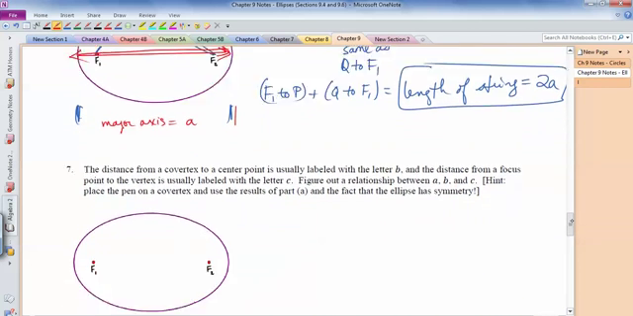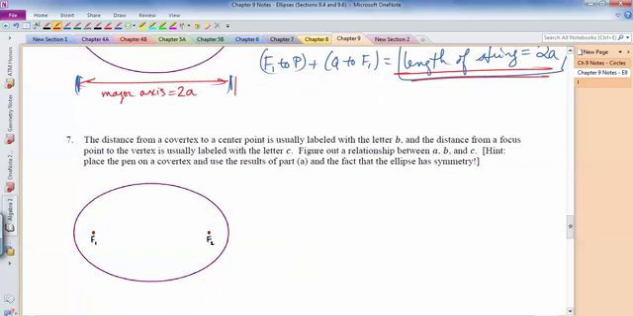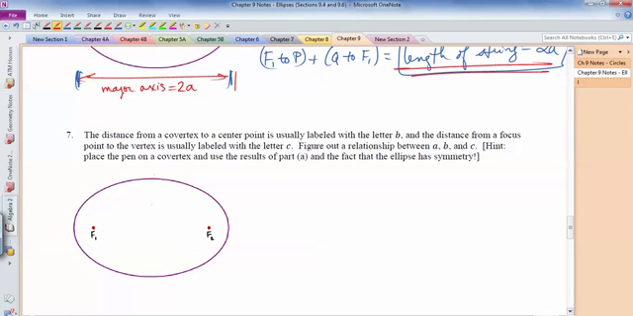All right. So let's keep that in mind. Major axis is 2A. Sorry, that got erased. And then this is key here. Length of string is 2A. So the distance from a co-vertex to a center point, so from here, let's say that's the center, to a co-vertex, which would be here, is usually labeled B, which we've been talking about. And the distance to a focus to a center point is usually labeled C.